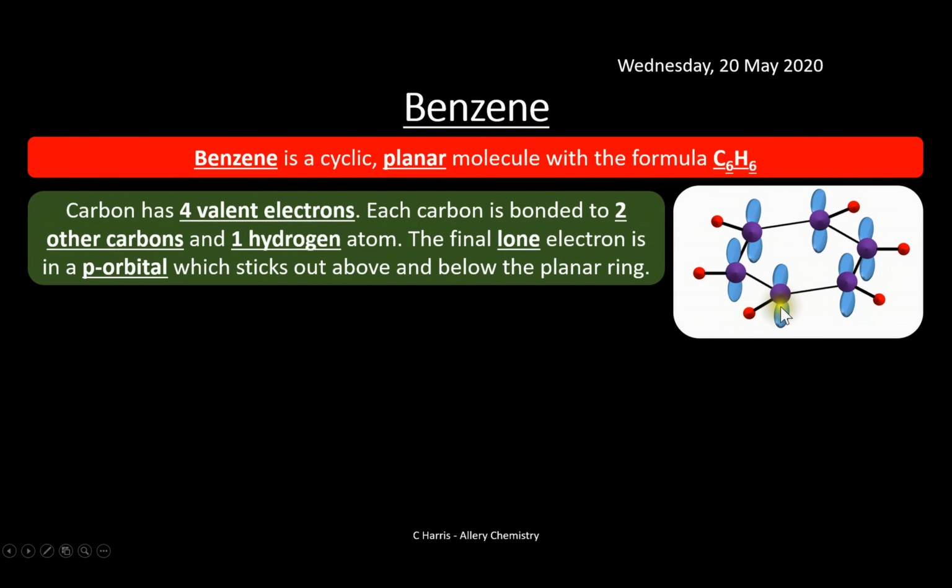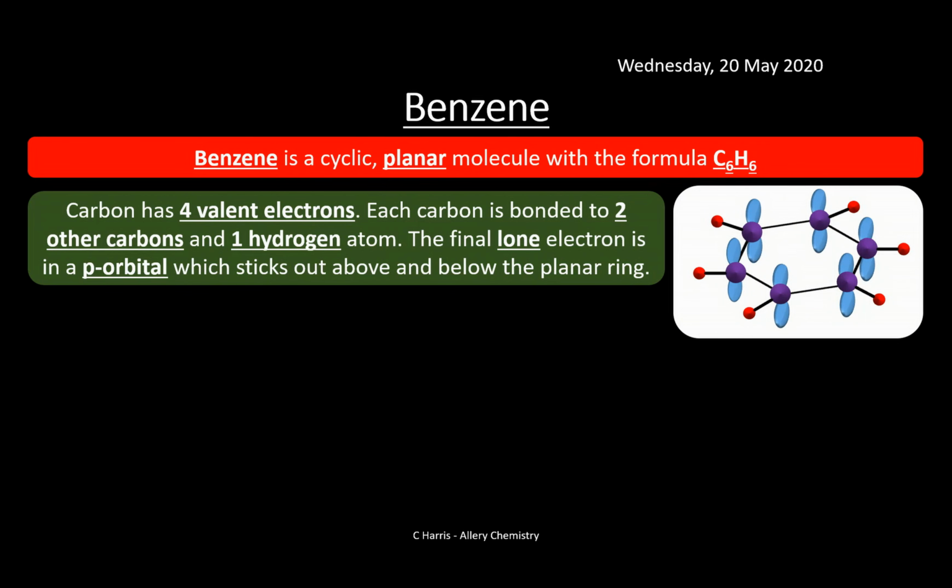So you can see here that we've got our carbon atoms. 1 electron is used to bond to hydrogen, as you can see there. 1 electron is used to bond to a neighbouring carbon, and again on this side. And then the valence electron that's left over is in a free orbital that goes above and below the actual planar ring. Okay, so that's the basic structure of benzene.